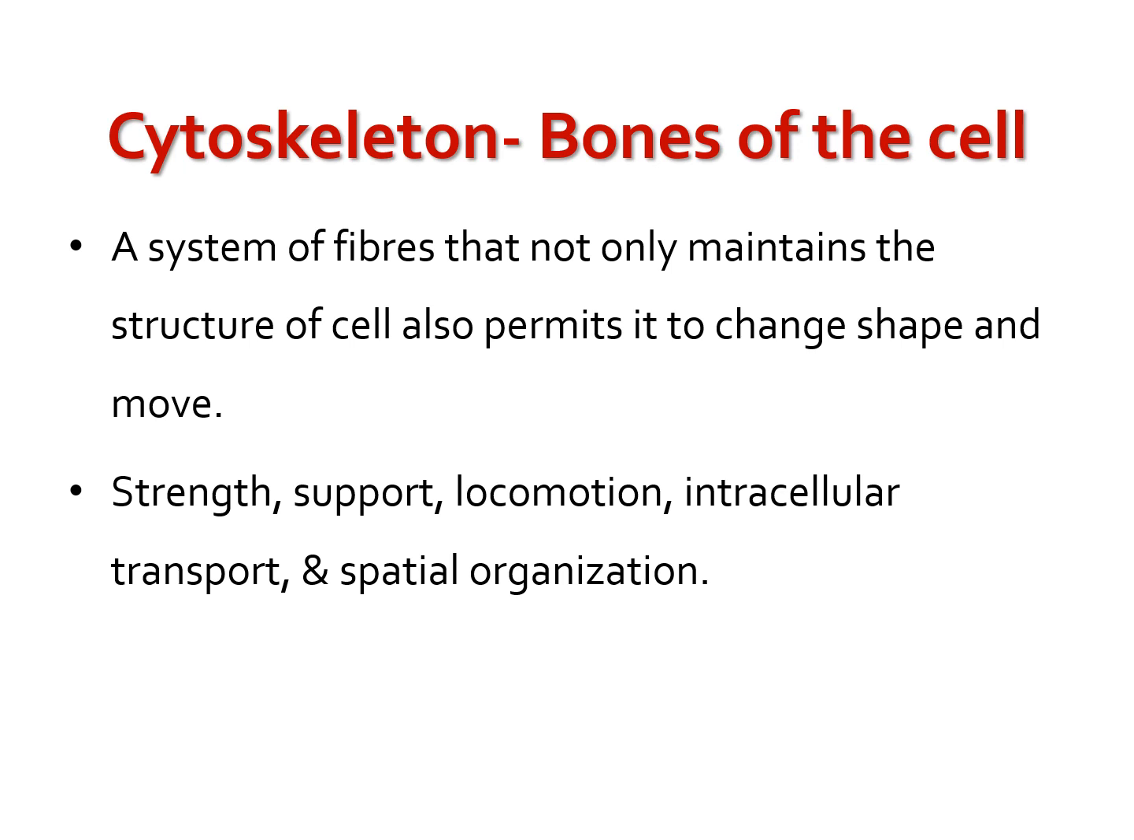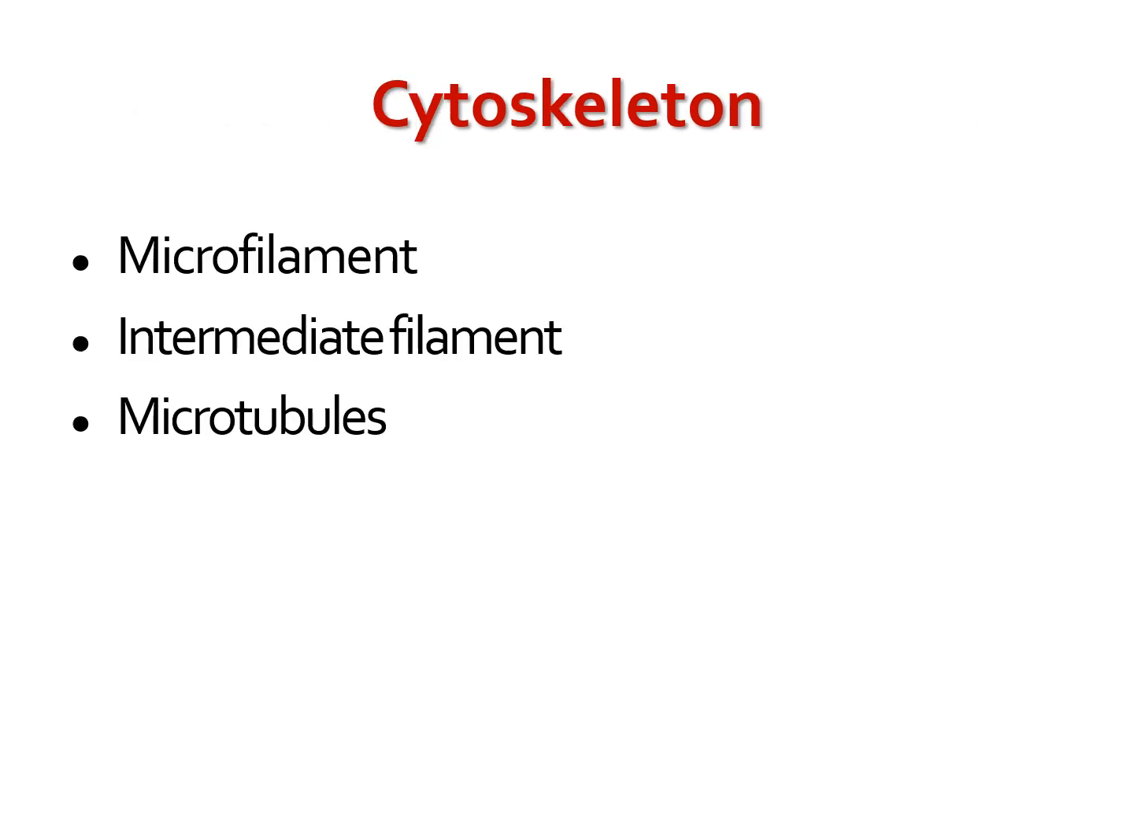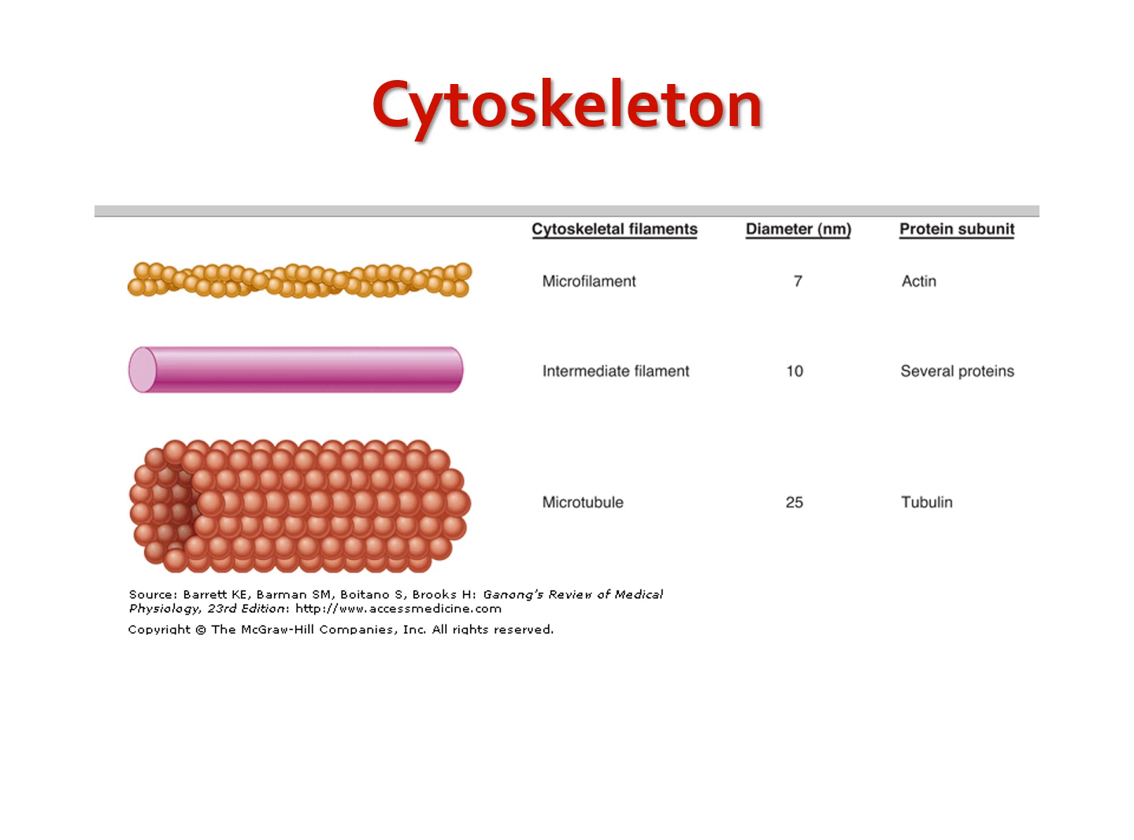The cytoskeleton provides strength, support, locomotion, intracellular transport and the spatial organization of the cell organelles. All these are the functions of the cytoskeleton. So we said it is a system of fibers. The cytoskeleton consists of microfilaments, intermediate filaments and microtubules. Here we have a picture to show. Here we have the microfilament, this is the intermediate filament, and here we have the microtubule.